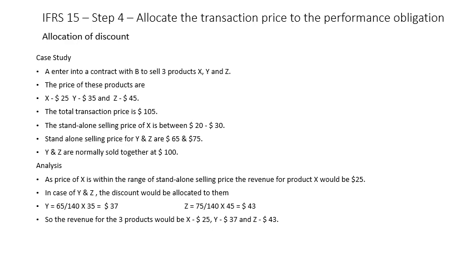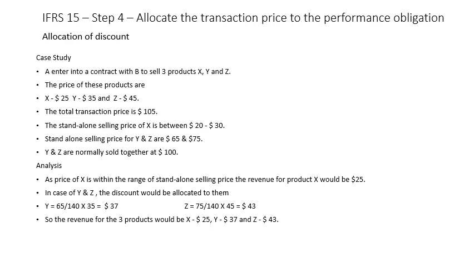Well, it's very clear that X is in the range of standalone selling price, so there will be no need to make any changes in the price of X. But as the Y and Z standalone selling prices are quite different from the contract price, and it is also seen that Y and Z are sold together at a price of $100, it is clear that the discount should only be allocated to Y and Z.